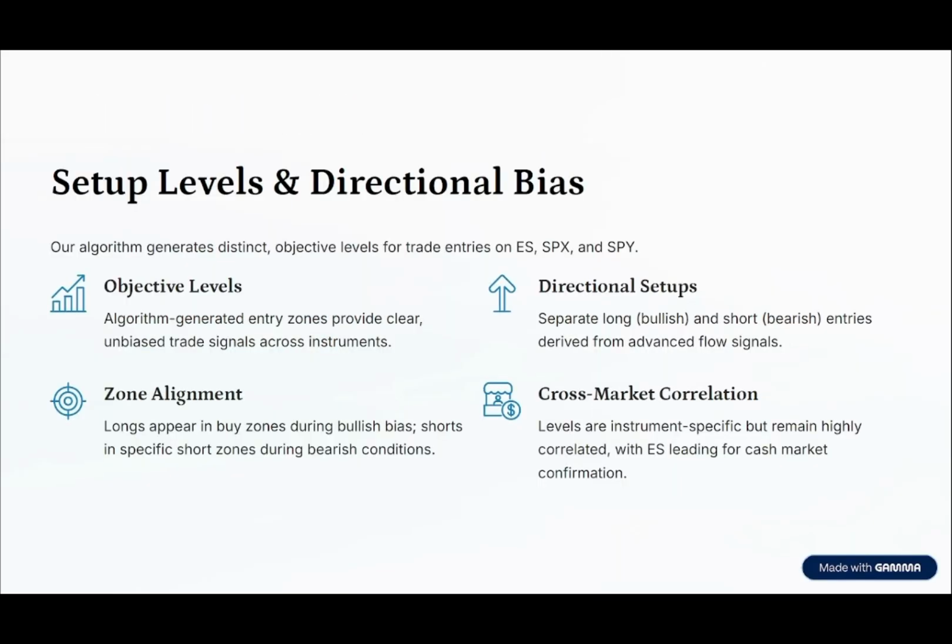Setup levels and directional bias. Our algorithms generate distinct objective levels for trade entries. You will see objective levels on the chart with entry zones that provide clear, unbiased trade signals. There'll be no confusion on which way you should be leaning. The levels separate long, bullish, and short, bearish entries that are derived from advanced order flow signals. The zones are in alignment, and what I mean by that is longs will appear in our buy zones during bullish bias, and shorts will appear in short zones during bearish bias conditions. These levels can be used for cross-market correlation with other instruments, with ES leading the way for cash market confirmation.